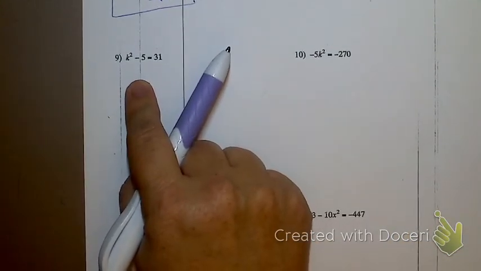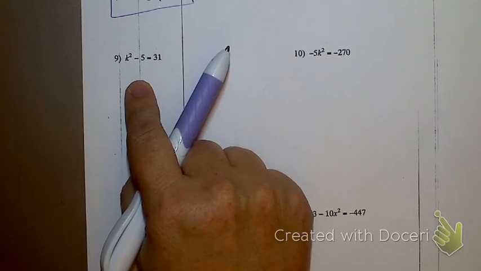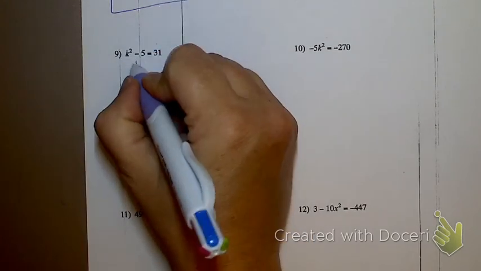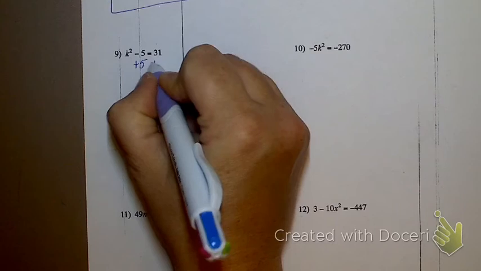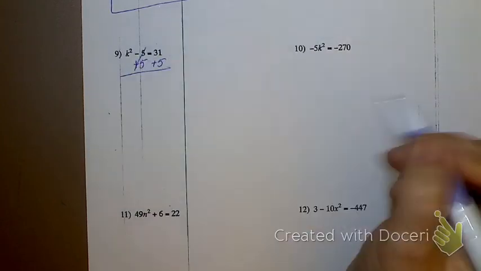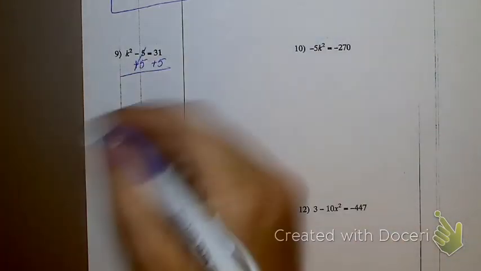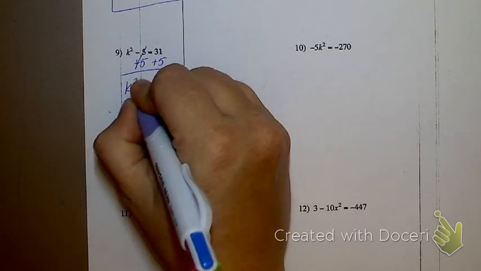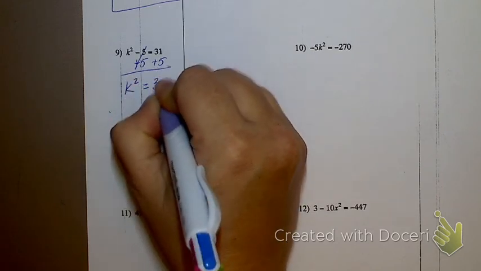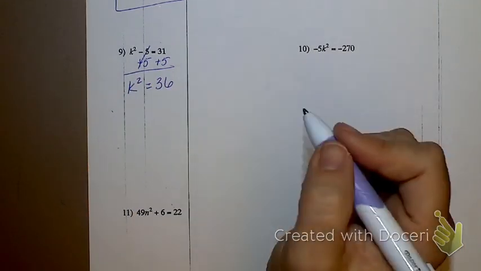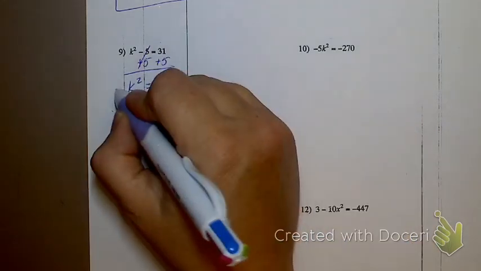All right, this one, I'm adding a step to it. What step am I adding? Add 5. We have to add 5 to both sides because I need to get that k squared by itself. That gives me k squared equals 36. And now what? You square root. Square root, remembering what?